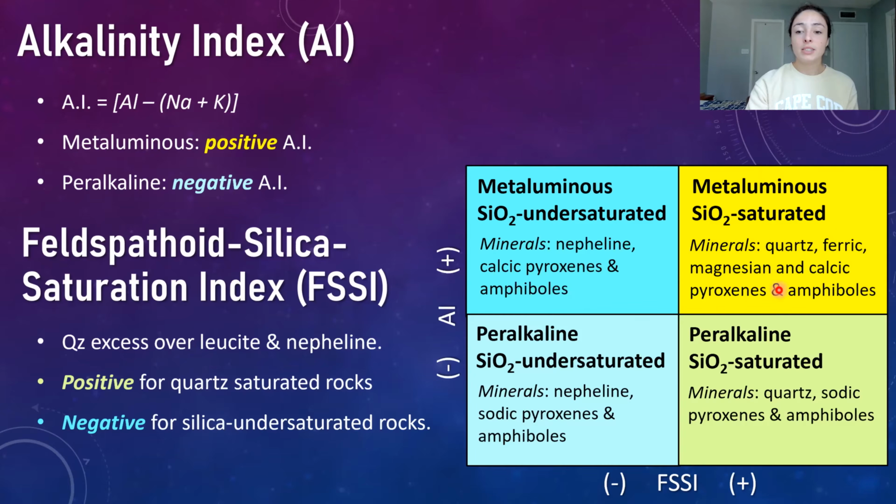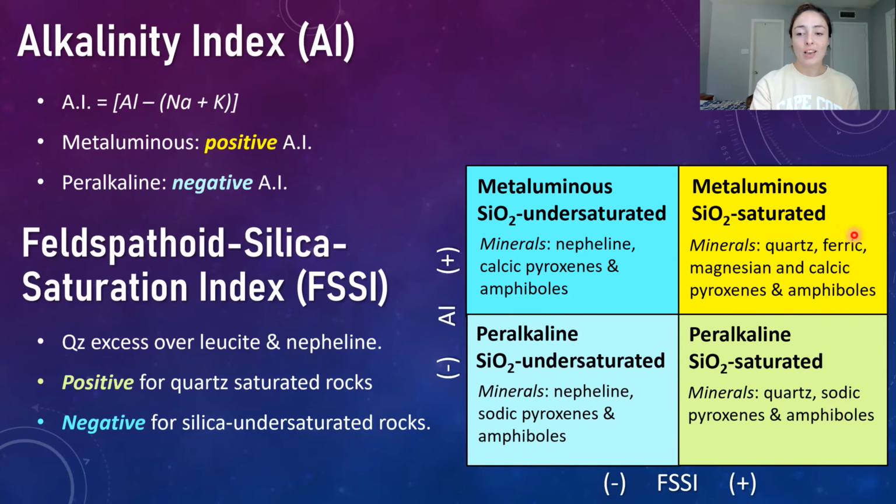And then for metaluminous silica saturated rocks, it would be quartz, ferric pyroxenes and amphiboles, magnesium pyroxenes and amphiboles, as well as calcic pyroxenes and amphiboles. And then for para-alkaline silica undersaturated rocks, it would be nepheline and sodic pyroxenes and amphiboles. And then for para-alkaline silica saturated rocks, it would be quartz and sodic pyroxenes and amphiboles.